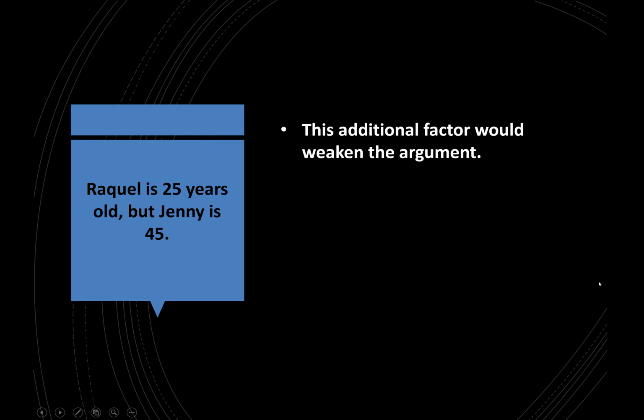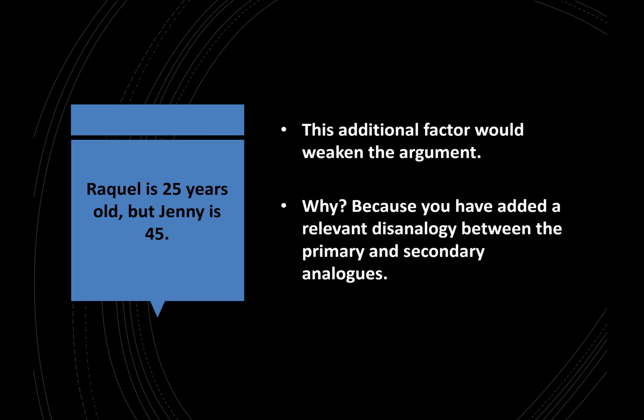Whoa, but wait a minute. Raquel is 25 years old, but Jenny's 45. And remember, Raquel's the one who's already used the RoboFlex, and she's done really well with it. And Jenny's the one thinking about using it based on Raquel's results, but Jenny's 45. So this is a difference, right? This is a disanalogy between Raquel and Jenny. So you ask yourself, is that relevant to the conclusion? And the answer is yes, right? This additional factor would weaken the argument. Why? Because you've added a relevant disanalogy between the primary and secondary analogs.